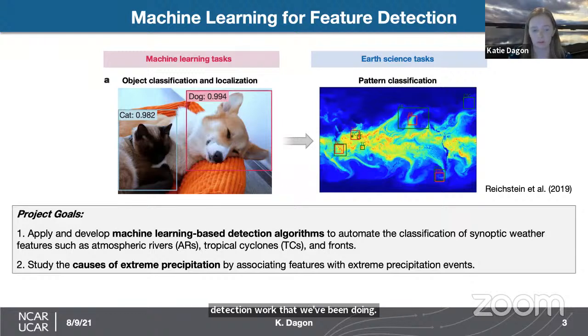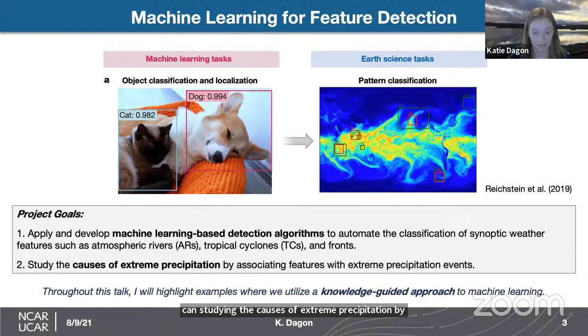But then also bringing it back to the motivation, studying the causes of extreme precipitation by associating those features with extreme precipitation events. And because this is KGML, I'm going to try and highlight examples where we utilize a knowledge-guided approach to machine learning for this work.